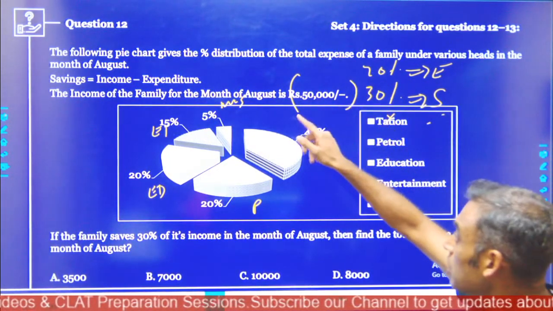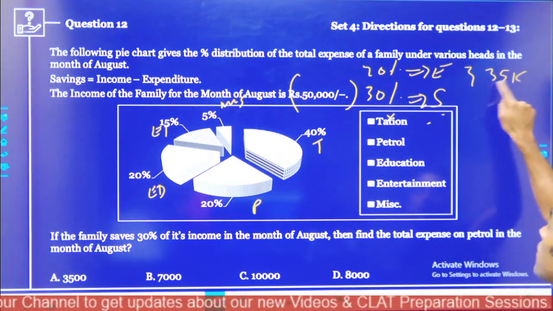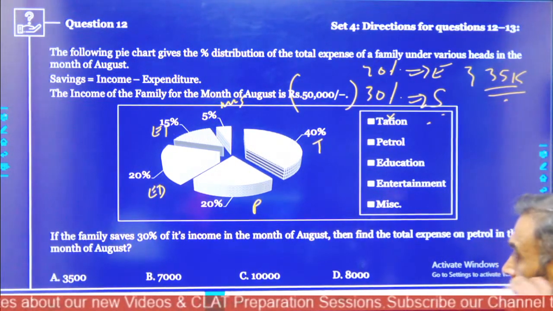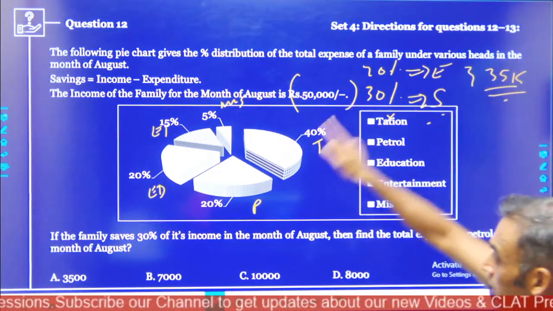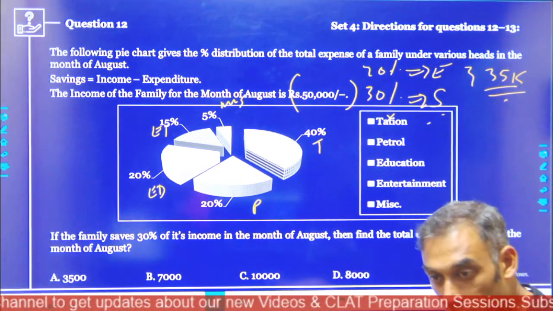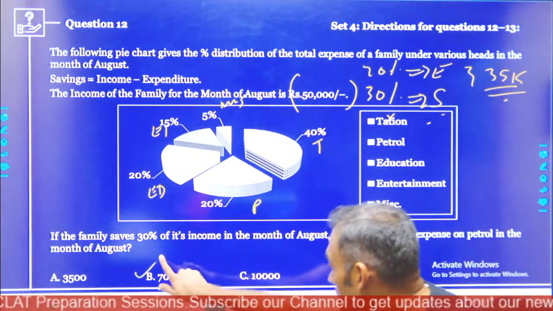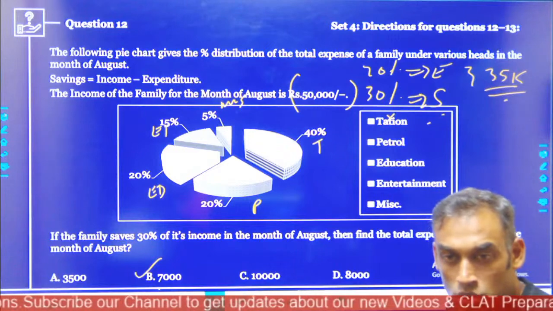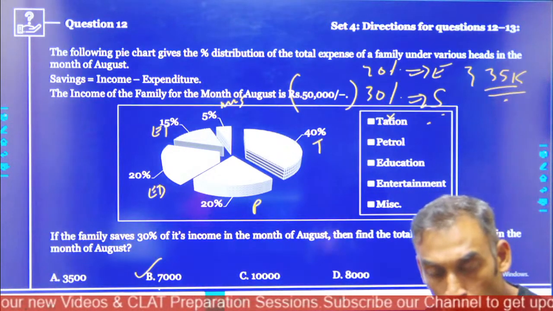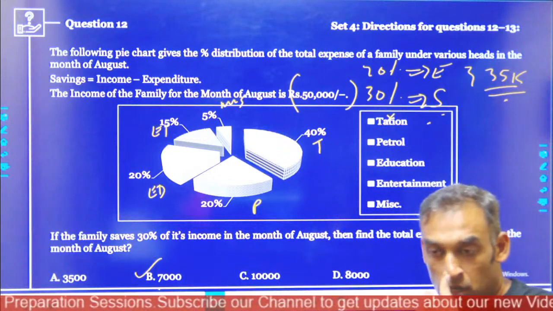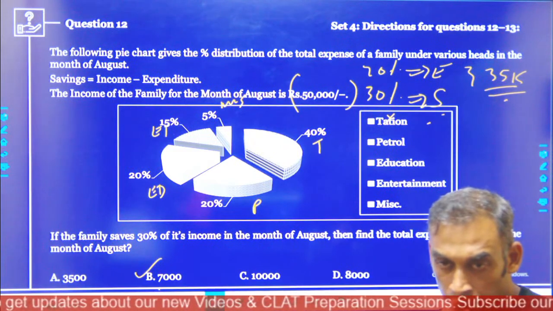Right? So 50,000 into 7. That will make it how much? That will make it 35,000. So we have got 35,000 for expenses. We have to find out how much is petrol. So petrol here is 20% in the pie chart. So we have 35k into 20%. So that's 7. Again, forget about the zeros. Don't worry about that. 35 into 2 is what you have to figure out. And 35 into 2 will give the first digit as 7. So that will be your answer. All right?